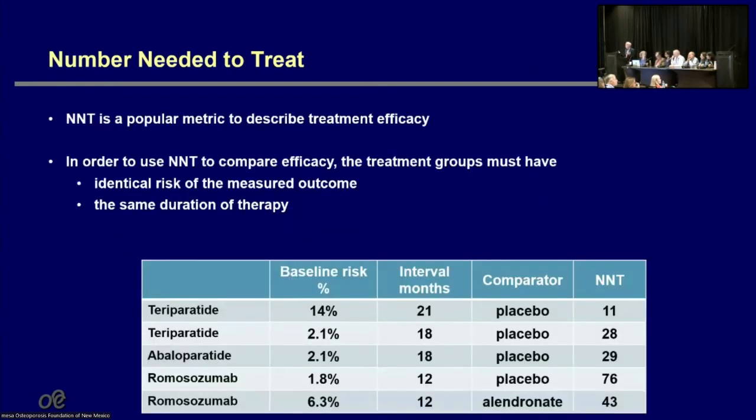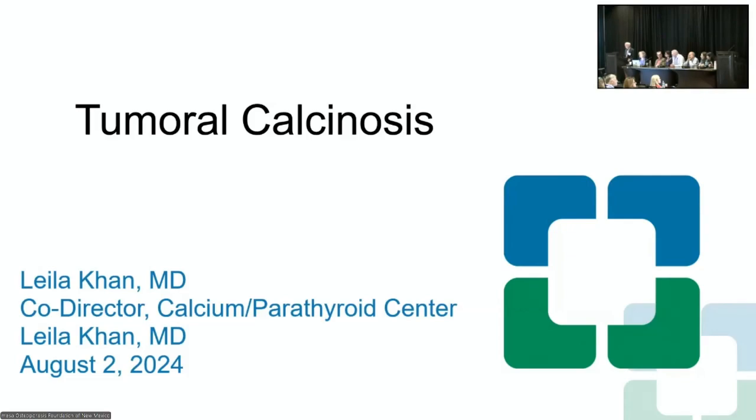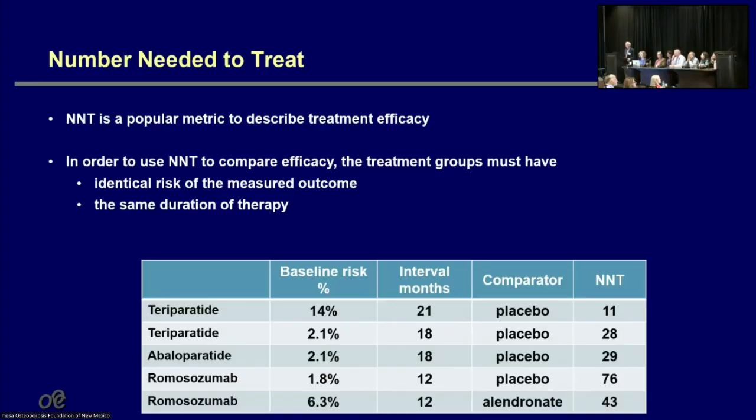So I can make the table for you, but it's meaningless unless you do all the right things. In order to make comparisons or use NNT to compare, you have to have treatment groups that are identical in risk of whatever outcome you're measuring. They have to be treated for the same duration of therapy. And in the case of osteoporosis, you have to ask which fracture type you want the number for. So that's the answer to the NNT question.